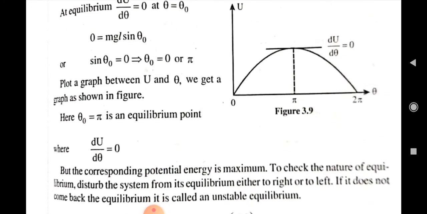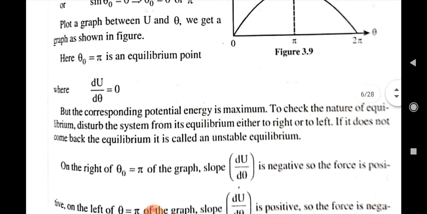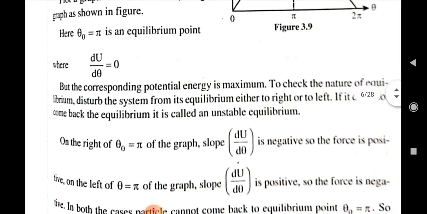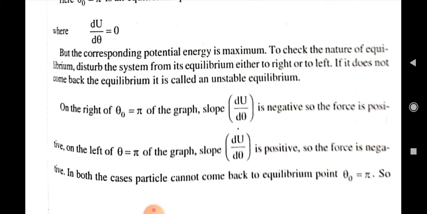But at this point du by d theta is equal to 0, and when a particle is displaced on either side of the point, d square u by d theta square is negative. On the right of theta equal to pi, du by d theta is negative, so the force is positive. On the left of theta equal to pi, the slope du by d theta is positive, so the force is negative. In both cases the particle cannot come back to the equilibrium point.